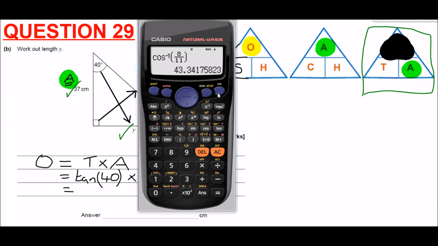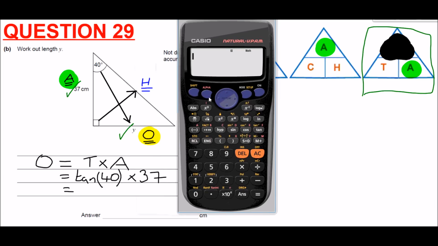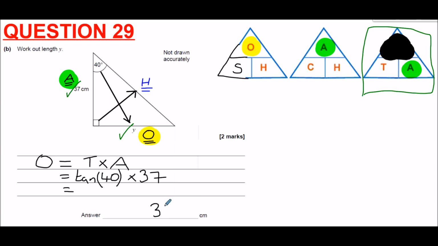So we do tan of 40, close the bracket off, multiplied by 37, and to a suitable, sensible accuracy, we can say it's 31, or we could even say 31.0 to 1 decimal place. So altogether that was a 4-mark question for trigonometry. If they do come up, they're well worth knowing.